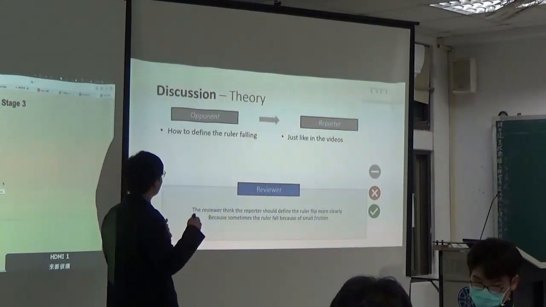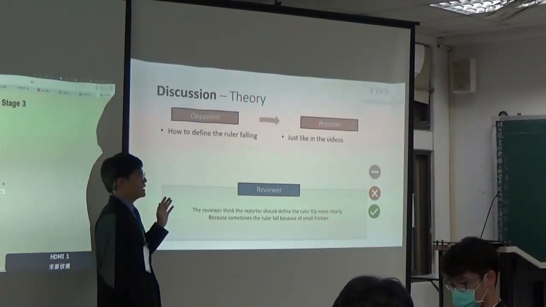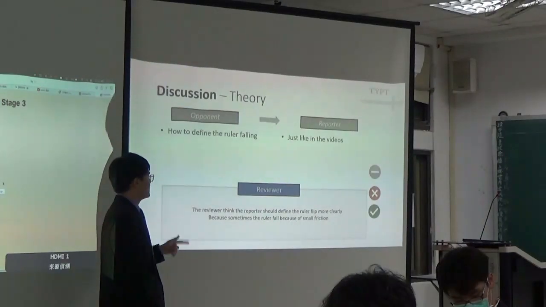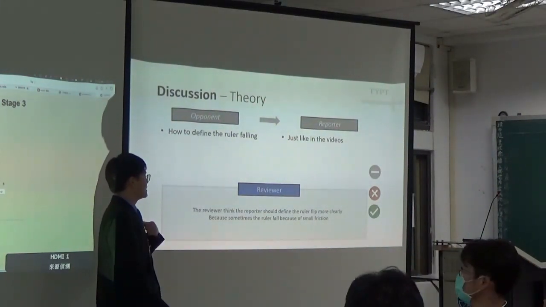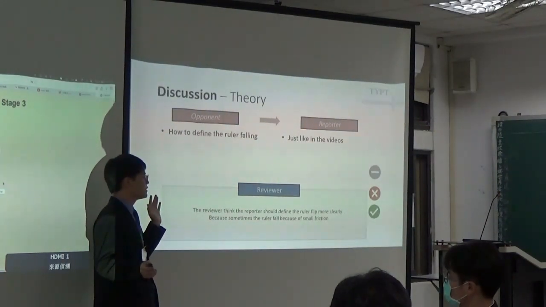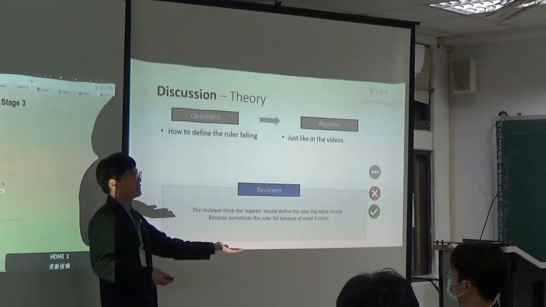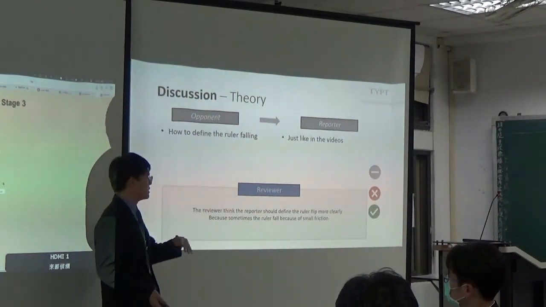So the opponent asked how to define the ruler folding, and the reporter said just like in the videos. But I think the reporter should define the ruler flip more clearly, because sometimes the ruler falls because of small friction, and the paper doesn't really flip entirely.